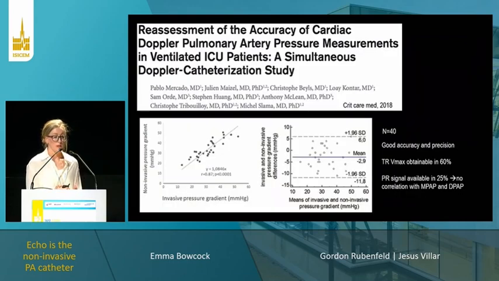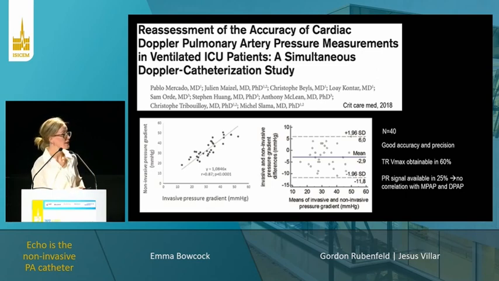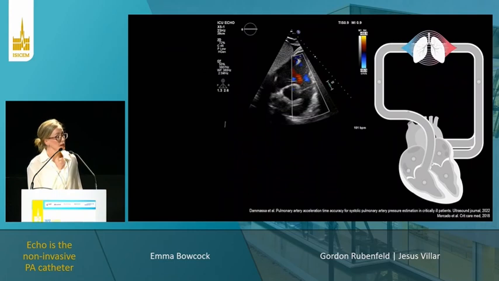And Pablo Mercado, Michelle Slamer's group in 2018 looked at simultaneous Doppler versus echo Doppler versus PA catheter measurements of tricuspid regurg and pulmonary pressures in 40 patients that were all mechanically ventilated. And they found that it had good accuracy and good precision, but unfortunately it was only obtainable in 60% of patients, which was slightly less than what had been previously reported. And that pulmonary regurgitant signal was only available in around a fifth of patients, and it had no correlation with mean or diastolic pressures.